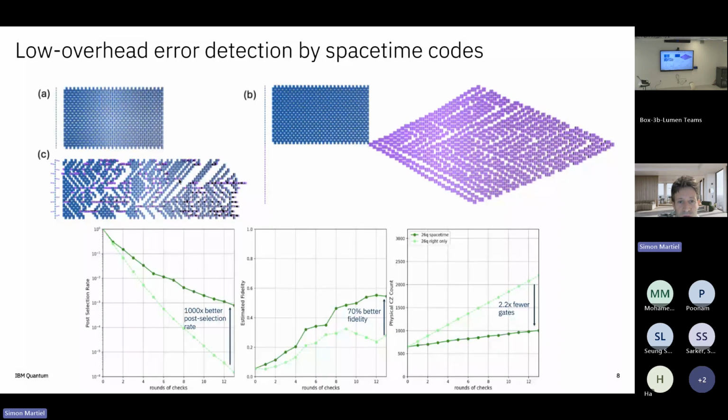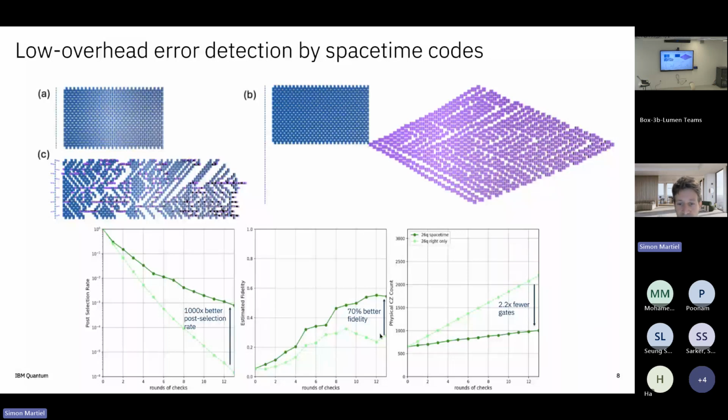And if we try to simulate, here it's just a simulation, we try to simulate both circuits and see how they perform in terms of how many runs we discard and what is the quality of the shots we keep. You can see that the light green is the B circuit and the dark green is the C circuit. Using our technique, the C circuit, we discard 1,000 times fewer shots than what we do with the B circuit.